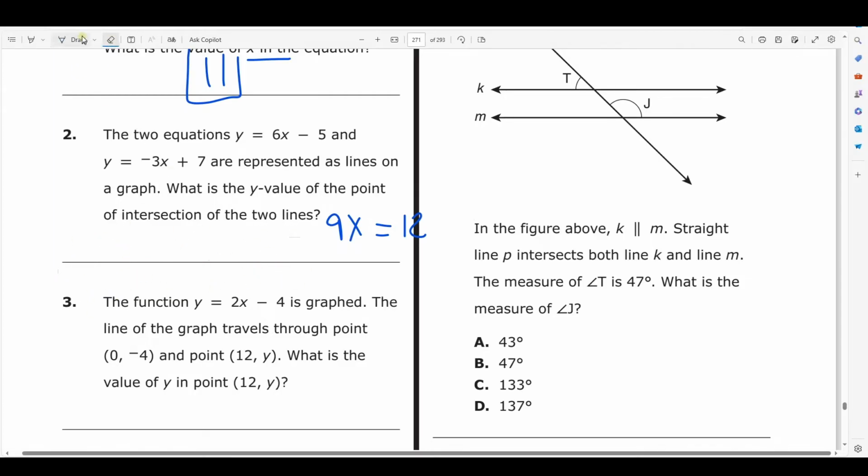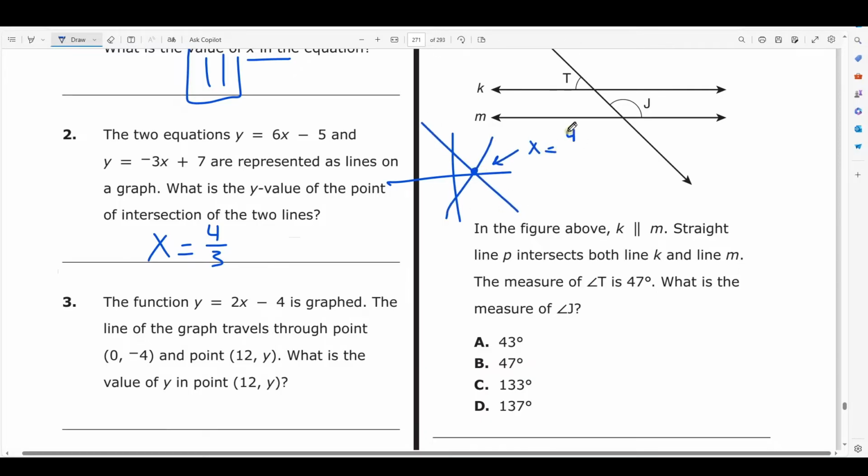If you divide both sides by 9, you get that x is equal to 12 over 9, or 4 over 3, so 4/3. But 4/3 isn't our answer, right? 4/3 is only part of our answer. Why? Because this is the x value at which they intersect. If we go ahead and draw a coordinate plane again, we know that at this point where they intersect, our x is equal to 4 over 3.